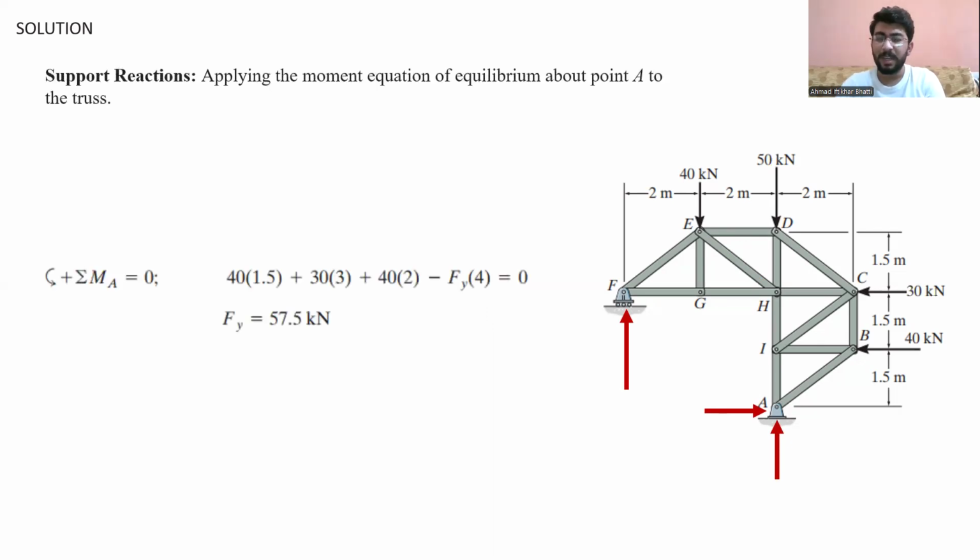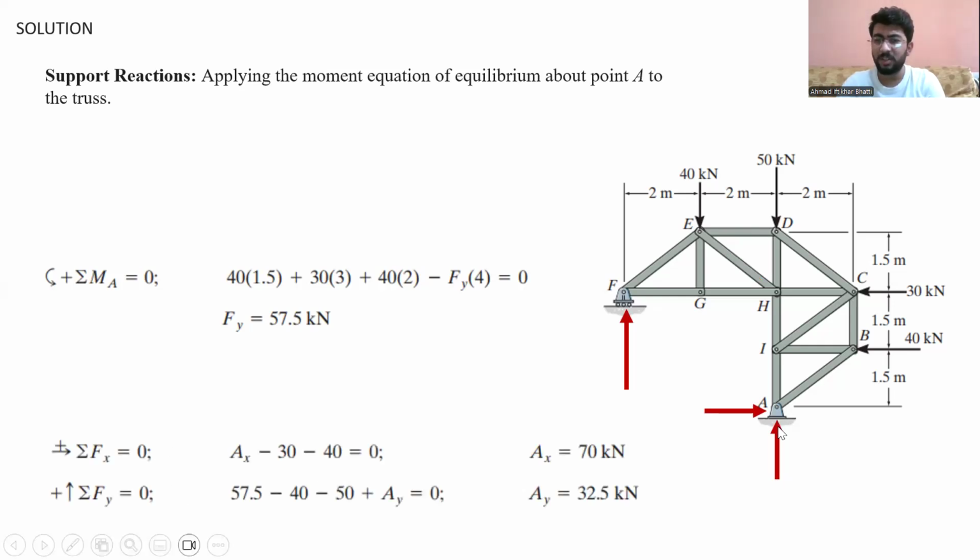So, if I apply the moment at point A, then I have the 40 kilonewton force with a perpendicular distance of 1.5 meters, a 30 kilonewton force with a perpendicular distance of 3 meters, a 40 kilonewton force with a perpendicular distance of 2 meters, and the reaction force at point F in the vertical direction with a perpendicular distance of 4 meters. So the force at point F in the vertical direction is 57.5 kilonewton.